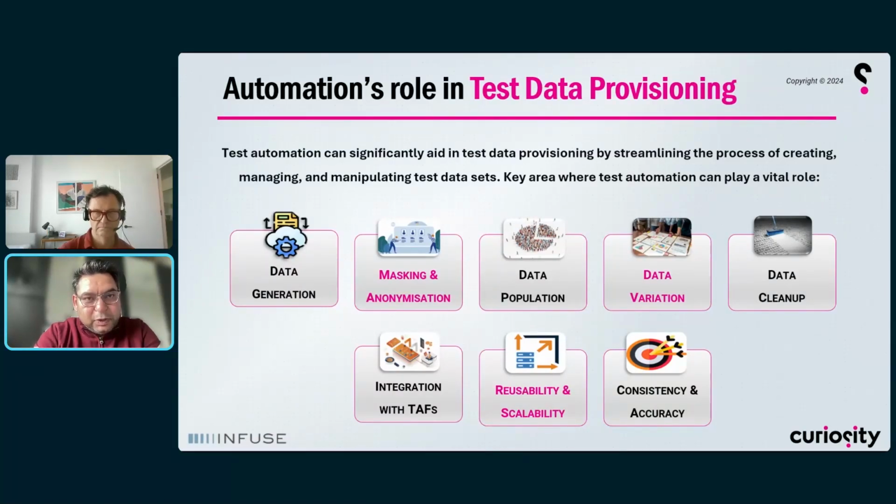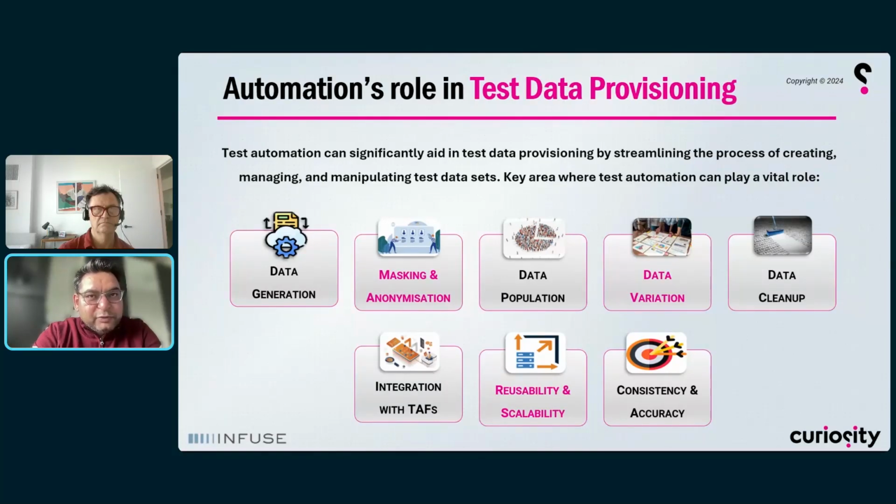And as automation needs test data management to be in place, automation can also contribute to test data management. So in this particular slide, we are going to talk about how automation can play a vital role in test data provisioning. There are multiple aspects. You can see the first one is data generation.